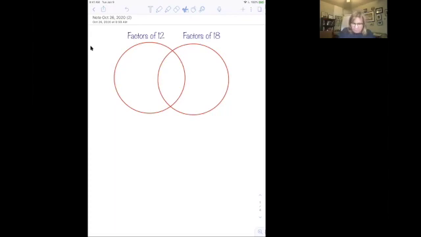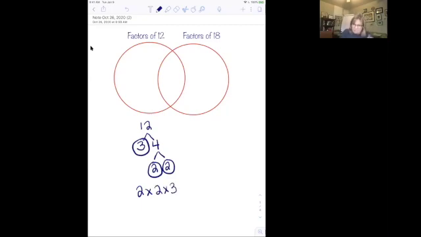This one we have factors of 12 and factors of 18. And so when we do it this way, we're going to start with a factor tree. So we'll do the factors of 12. You can remember, use any factor pair you want. I'm going to use the factor pair 3 times 4. Now 3 is prime, so I circle it. 4 is not prime, so I still break it down into 2 times 2. Both of those are prime. So my prime factorization is 2 times 2 times 3.